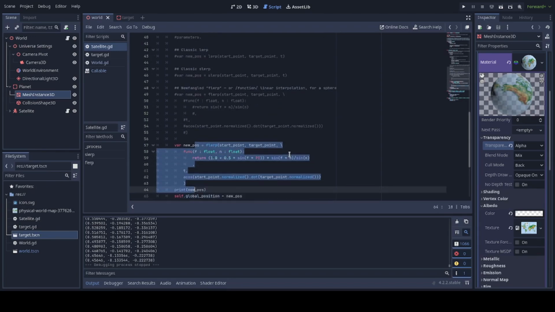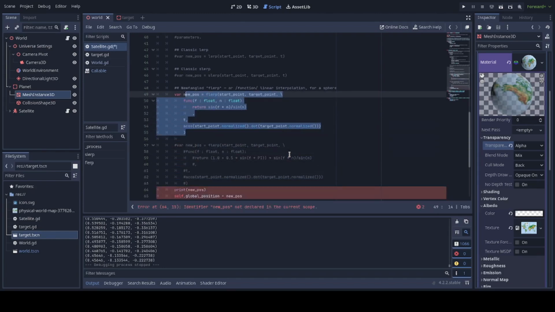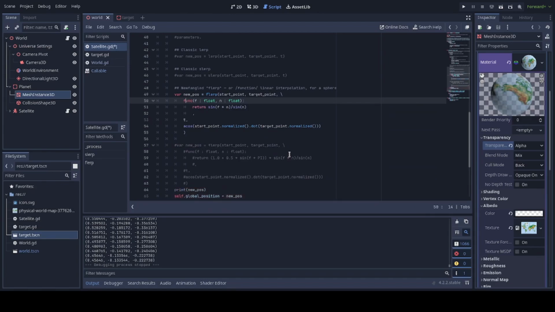Let's go ahead and comment out this particular new position assignment and uncomment this one. So to get Flerp to act like Slerp, you send in the start point and the target point. Then the callable, which must always be a function of two floats here, I call them f and n, would return the sine of f times n divided by the sine of n, which would be that sine of omega here. After that, we pass in t, and finally our normalization value, which is just calculated inline the same way as before.